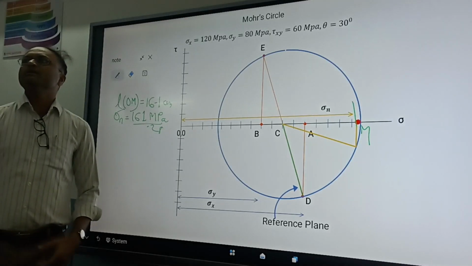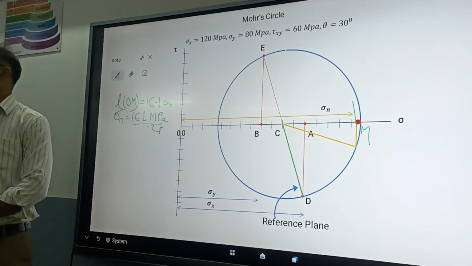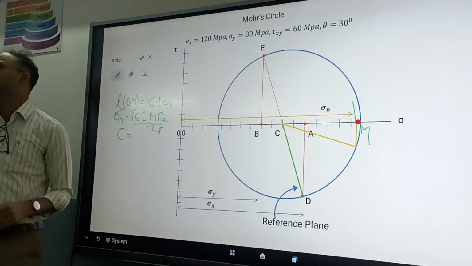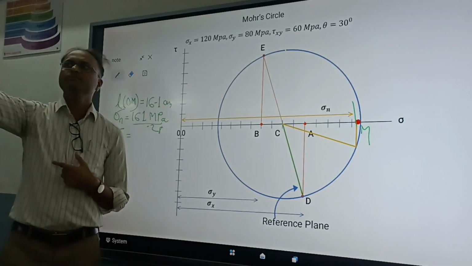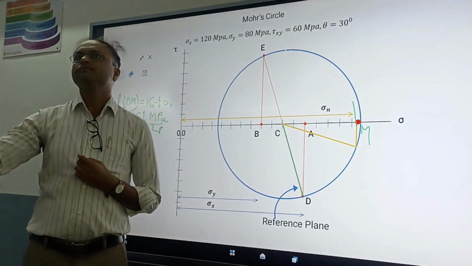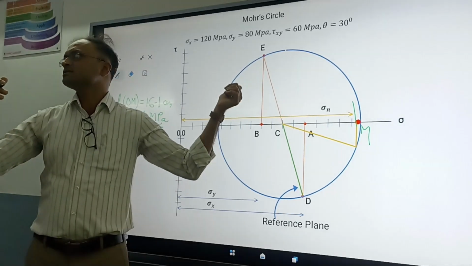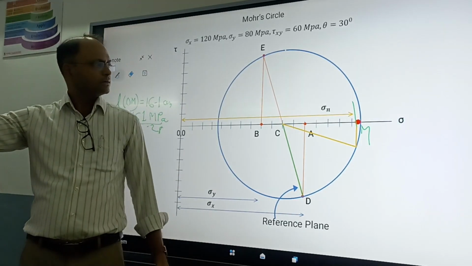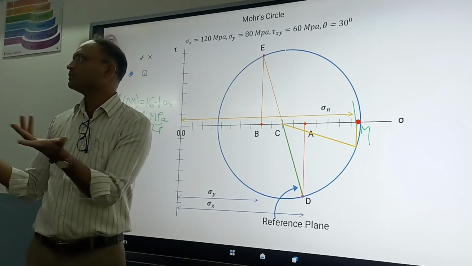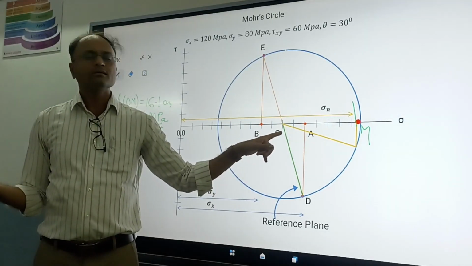Can someone tell what will be the shear stress value in this case? From where to get the shear stress value? We have obtained sigma m. Now we have to get tau. Yes, anyone? Tau value. Where is tau in this case? CM. Is it vertical? CM is vertical. Yes. Which point is this?